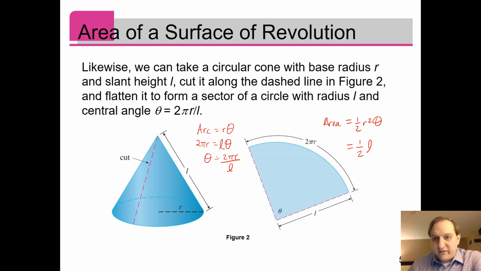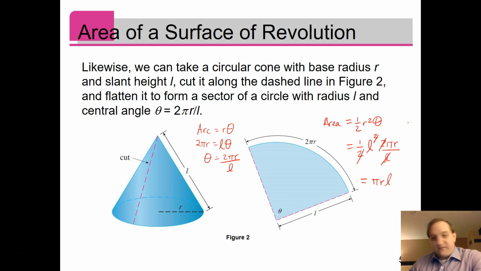The radius of the sector is the length L, and then theta is 2 pi r over L. Well, hey, conveniently some stuff cancels. The 2's cancel, one of the L's cancels. So the area is just pi r L.